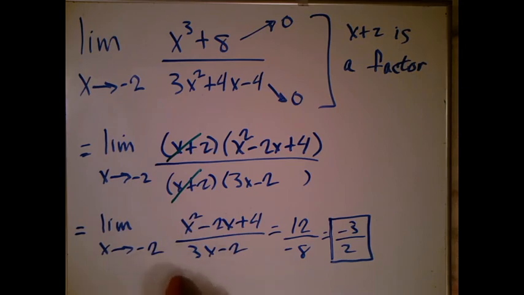So I can find the height of the dot here just by plugging in. And I get minus 3 halves, and that's my final answer. Summary, if you can't plug in, try to factor and cancel and plug in and be able to explain why it works.